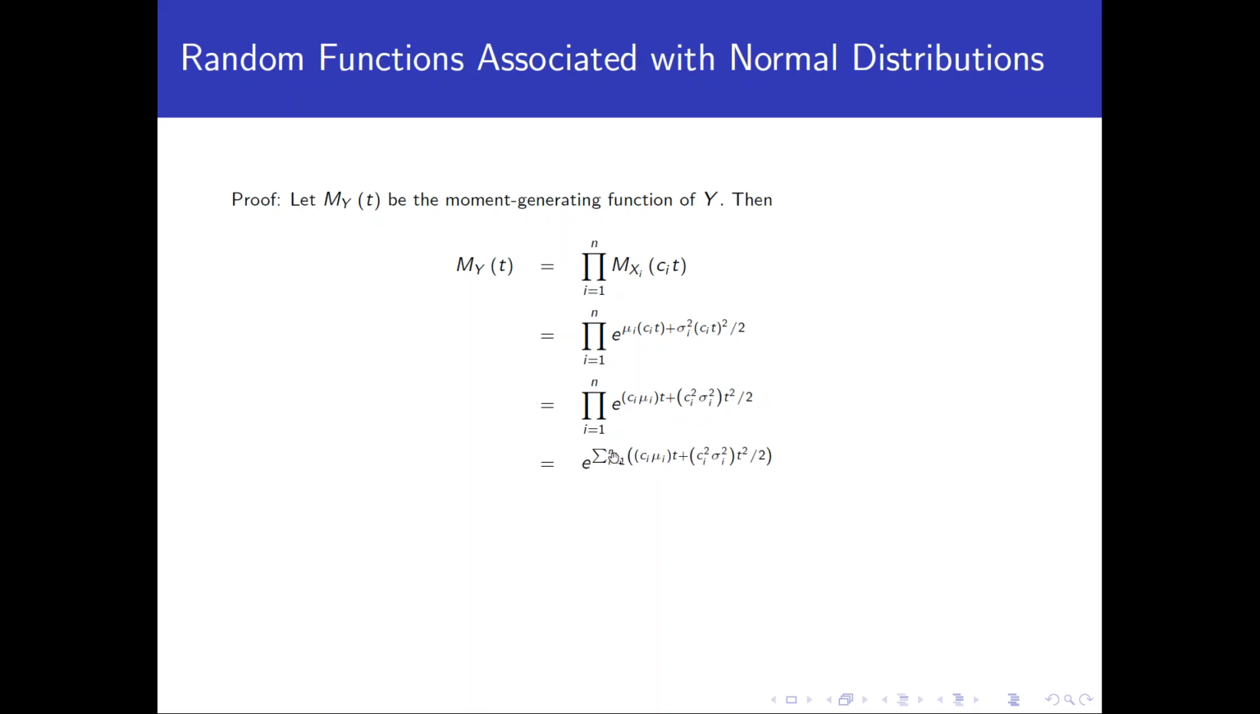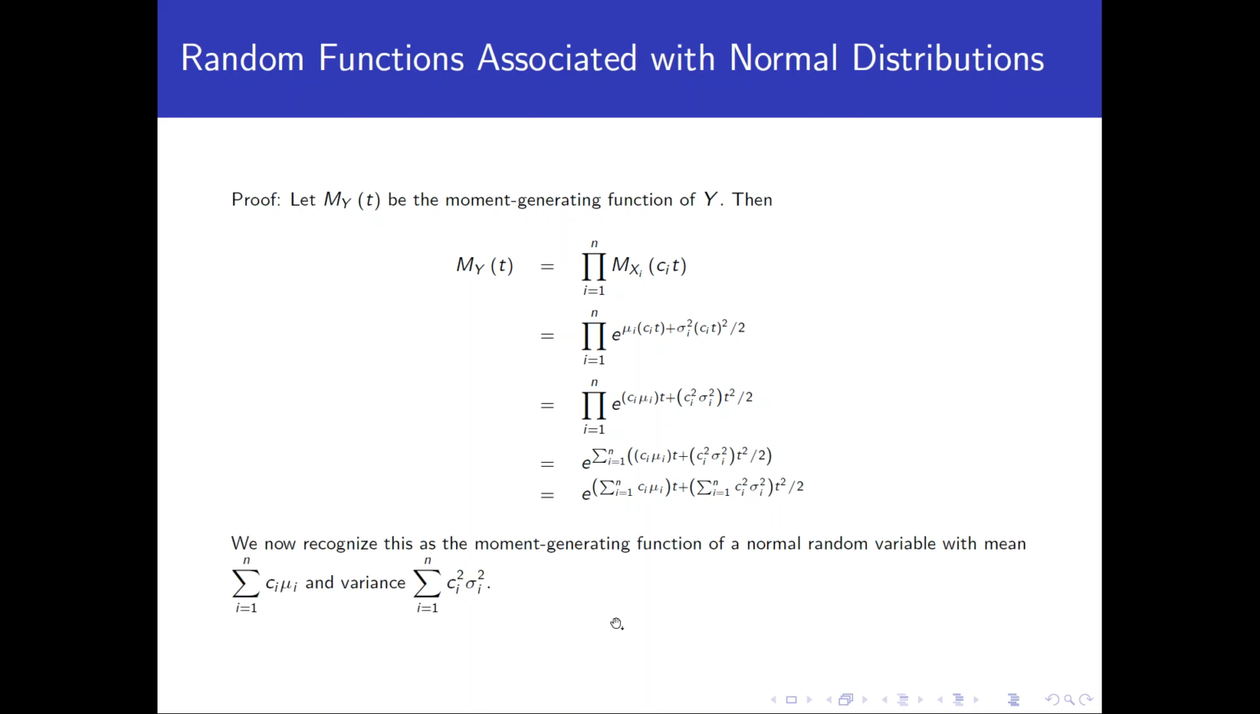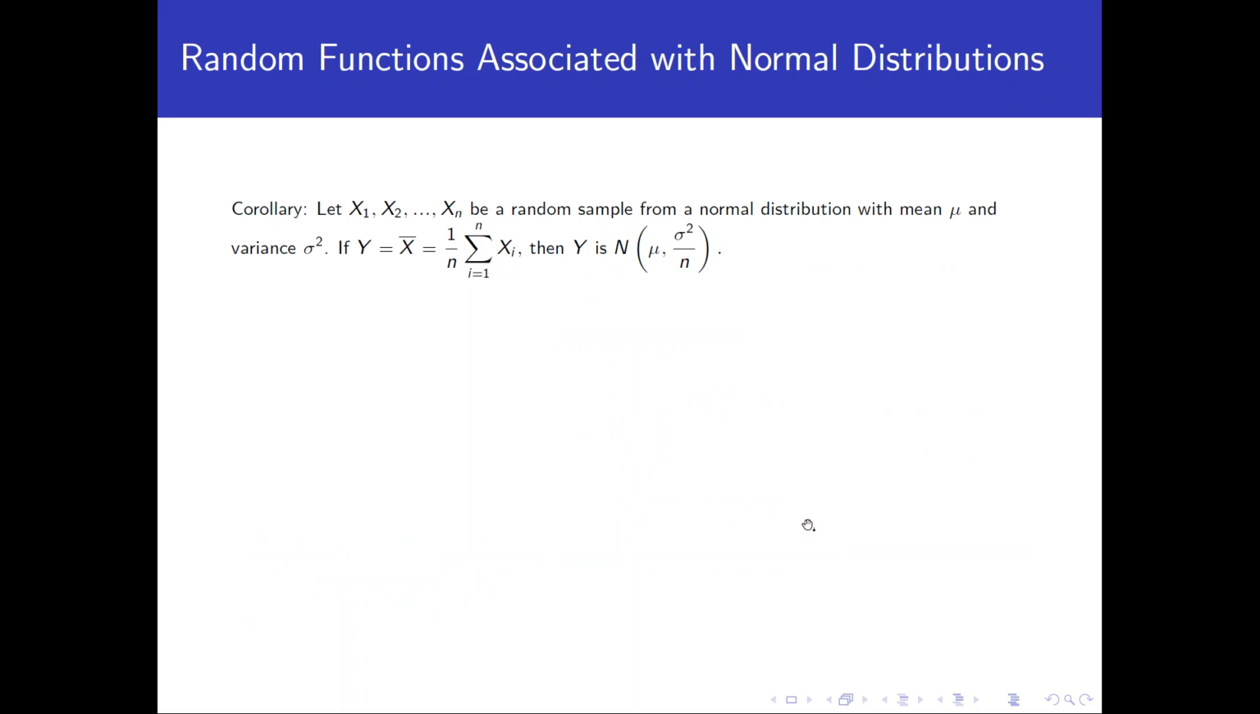And then we recognize this first as a sum of these, right? When we multiply, we add exponents. Then we can break this up, and now I've got an exponential to a sum of the constant multiples of the means and a sum of the constant squared multiples of the variances. We recognize this as the moment generating function of a normal random variable. This is the mean, this is the variance. So this is where your moment generating function technique comes in handy to be able to identify distributions.